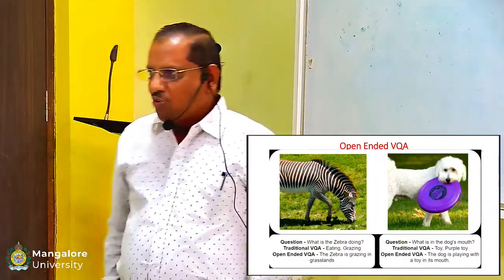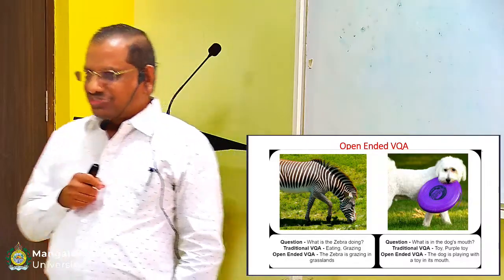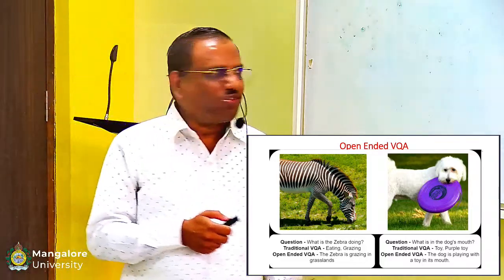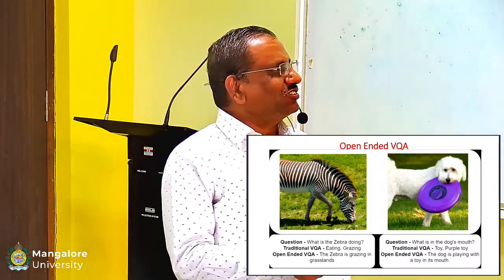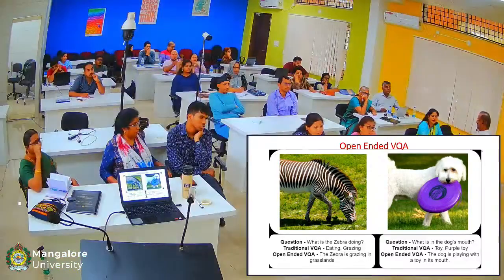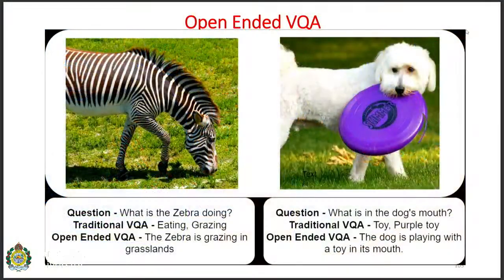Yeah. What is this open-ended VQA? There are no multiple choice questions, right? The system has to come up with a sentence that corresponds to the answer for a question. Like in this case, I am giving this image, then I am asking what is the zebra doing, right? In the multiple choice type questions, let's say I give two options, eating or grazing, right? The correct answer is grazing, okay? But an open-ended question can be, I ask the system to generate a sentence about what the zebra is doing, so the system has to generate a sentence like the zebra is grazing in the grasslands.